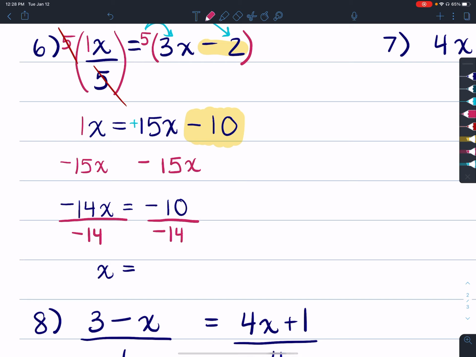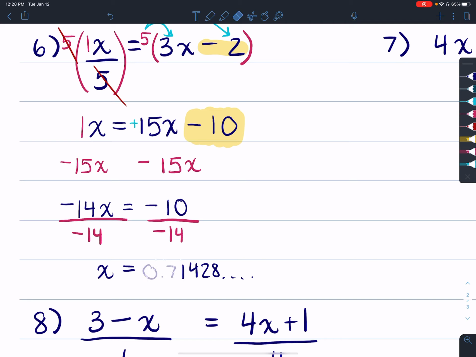And just a reminder, that was 1. So now I get negative 10 divided by negative 14. We're going to get a fraction here. If you chose to leave it as a decimal, it's going to be really ugly. It'll look something like 1.71428, blah, blah, blah. It's really ugly.